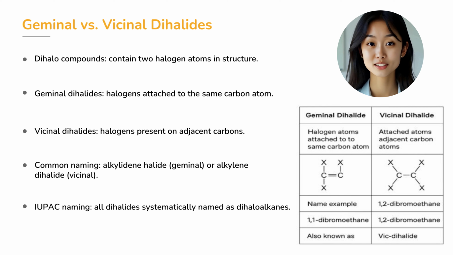For example, CH2Cl-CH2Cl is called ethylene dichloride in common system and 1,2-dichloroethane in IUPAC. So, geminal means same carbon and vicinal means neighboring carbons. Don't mix them up. It's a common mistake in exams.